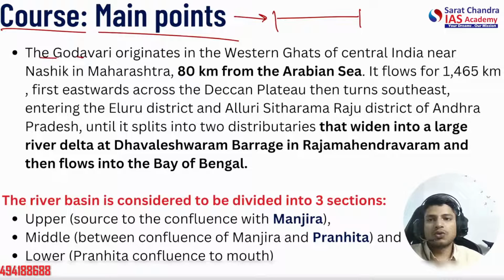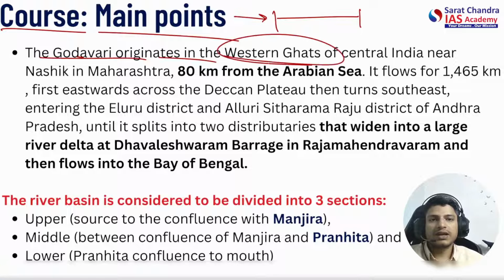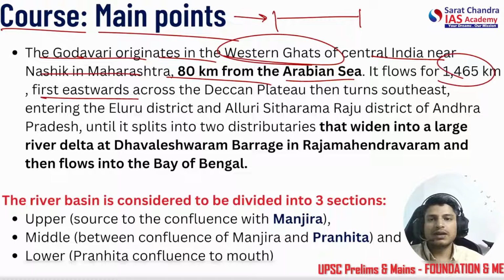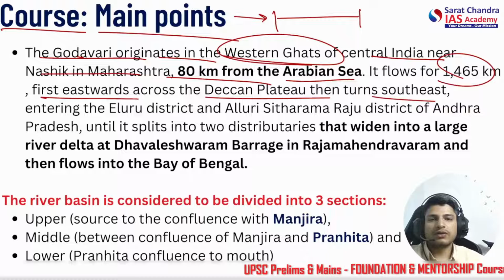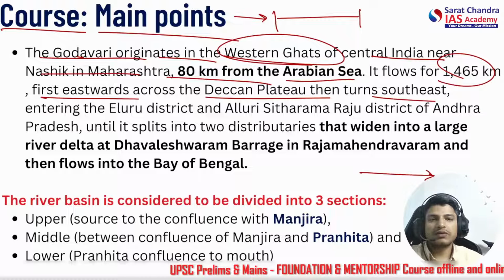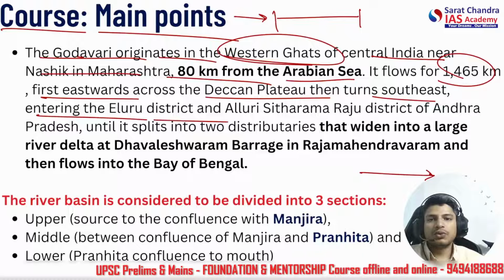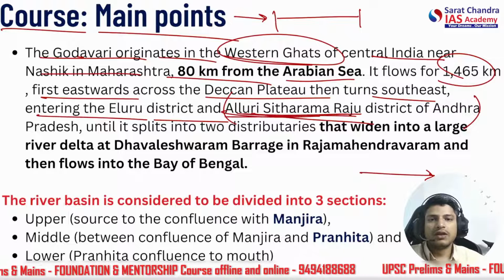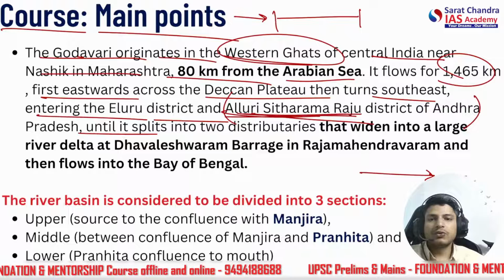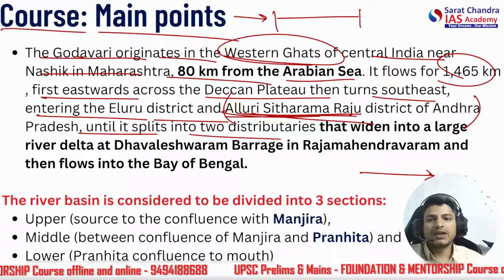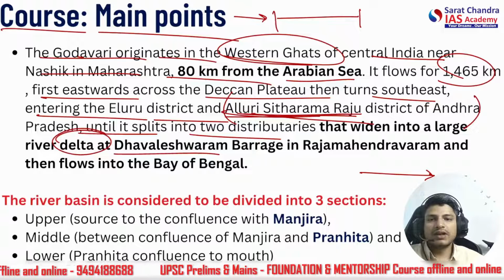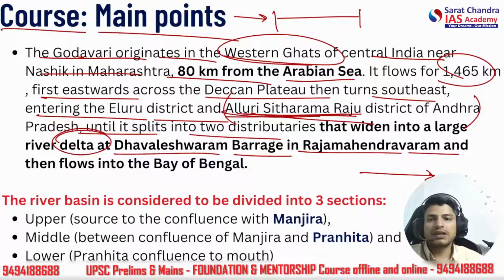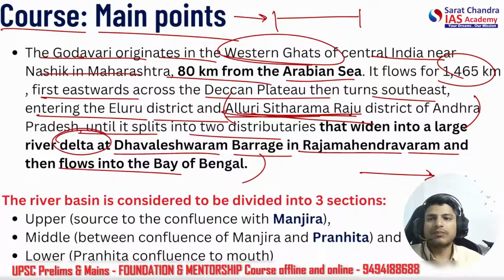Godavari originates in the Western Ghats of central India, near Nashik in Maharashtra, 80 km from the Arabian Sea. This we already know. It flows for 1500 km first eastward and then turns southeast, entering the Eluru district and Alluri Sitarama Raju district of Andhra Pradesh. Alluri Sitarama Raju was a famous personality, so please read about him. It splits into 2 distributaries that widen into a large river delta, finally at the Dhavaleswaram barrage in Rajamahendravaram, and then flows into the Bay of Bengal. So this is the end point, the main course.